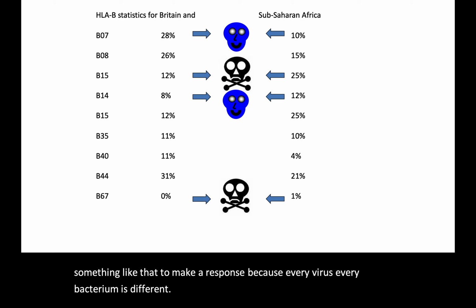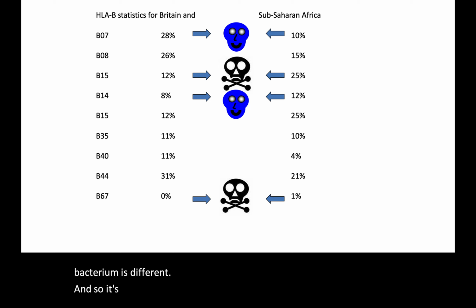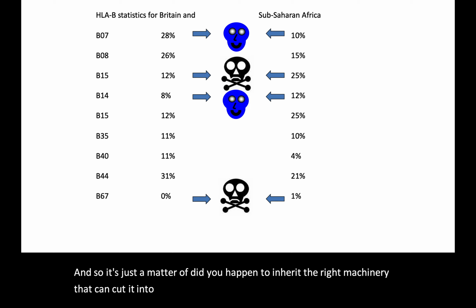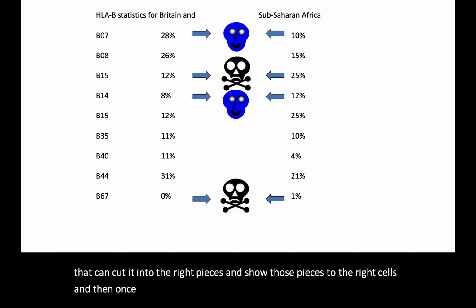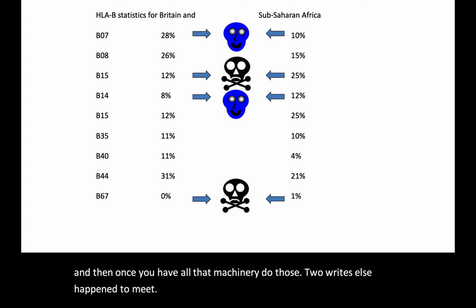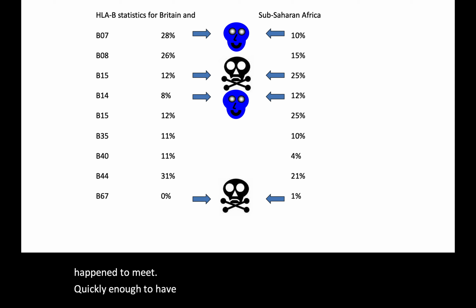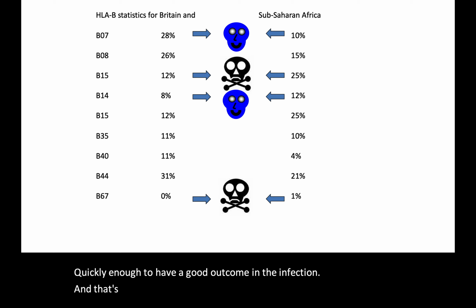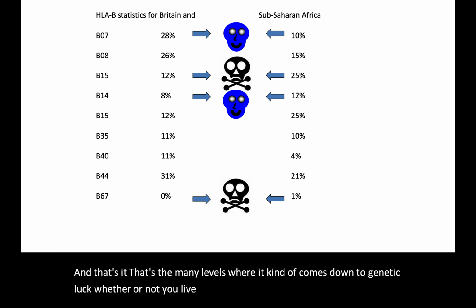And so it's just a matter of, did you happen to inherit the right machinery that can cut it into the right pieces and show those pieces to the right cells? And then once you have all that machinery, do those two right cells happen to meet quickly enough to have a good outcome in the infection? And that's it. That's the many levels where it comes down to genetic luck, whether or not you live or die in an Ebola infection.